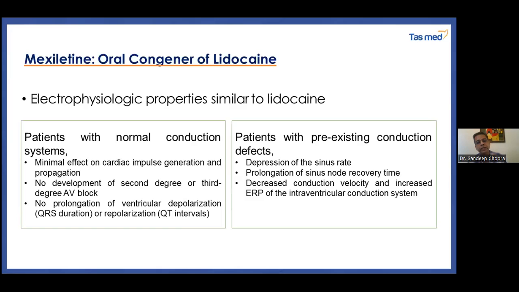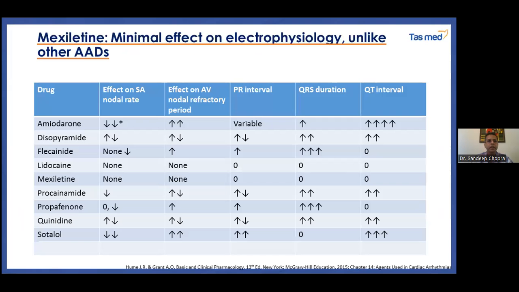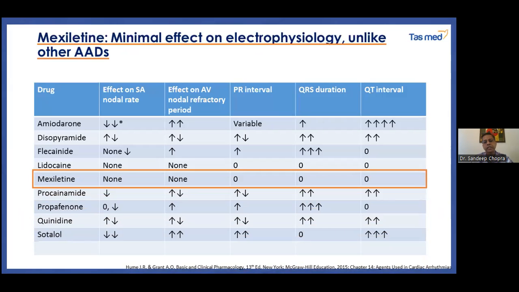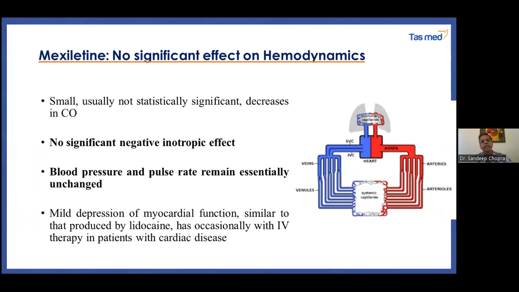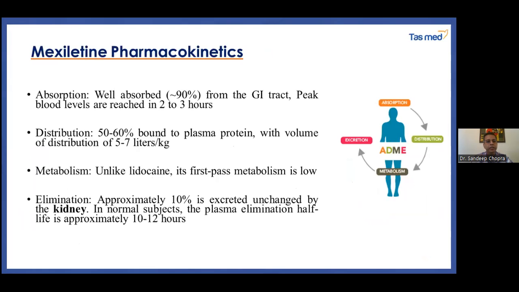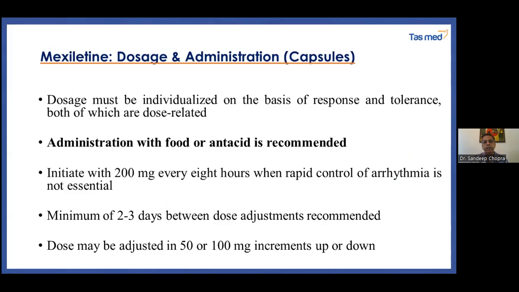Patients with pre-existing conduction defects have a depression of sinus rate and prolongation of sinus node recovery time. So minimal effects on electrophysiology, unlike the other antiarrhythmic drugs. So this is a very good advantage. No significant effects on hemodynamics, so no negative inotropes. Blood pressure and pulse remain essentially unchanged. It's well absorbed orally. Peak blood levels are within 2 to 3 hours. Its first pass metabolism is slow. It is excreted unchanged by the kidney in 10%, and the plasma elimination half-life is 10 to 12 hours.